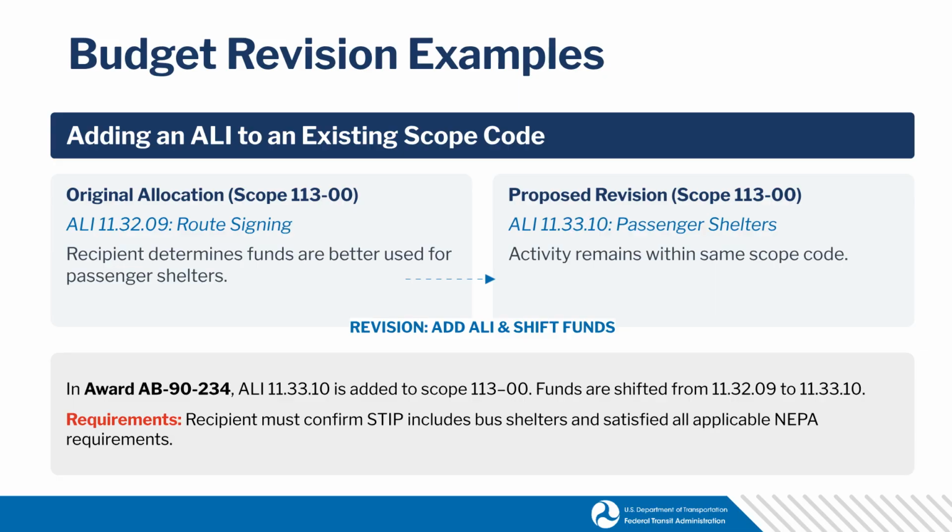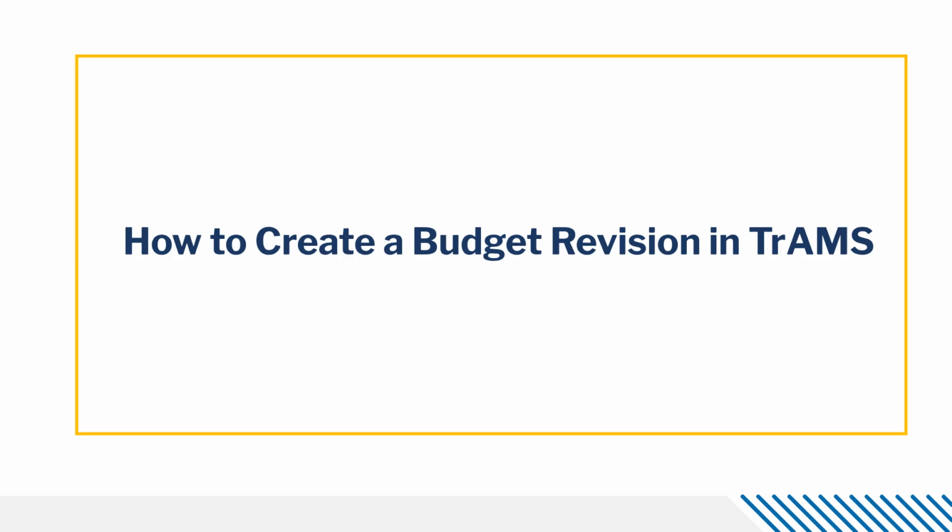With prior FTA approval, the recipient may request a budget revision to add the ALI 11.33.10 and shift the funds from 11.32.09. In addition, the recipient must confirm that the approved STIP includes construction of bus shelters and has satisfied applicable NEPA requirements. Budget revisions are changes to the activity line items in the budget and do not change the scope of work. How to create a budget revision in TrAMS.